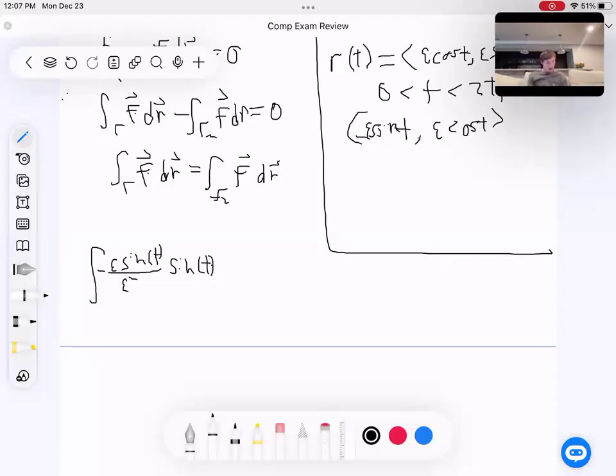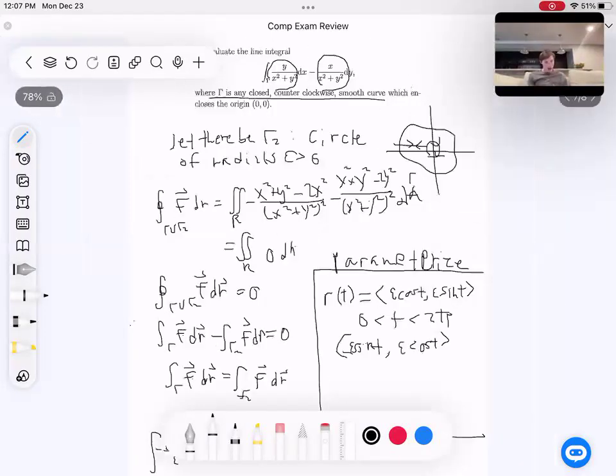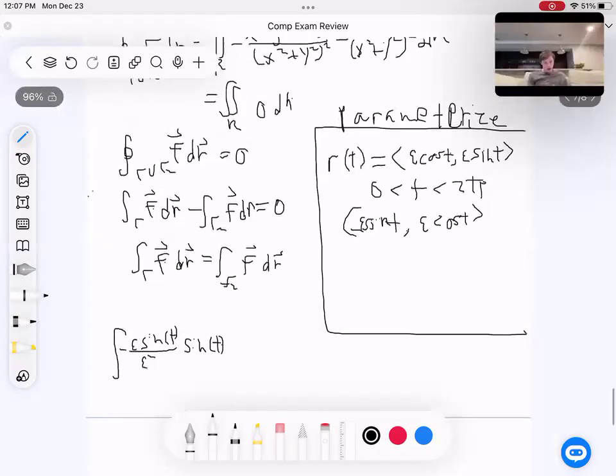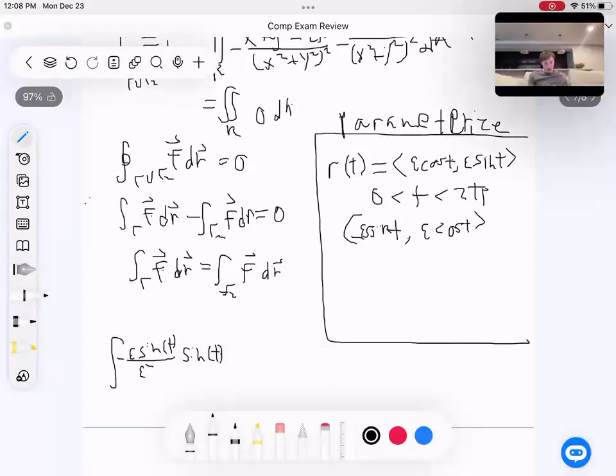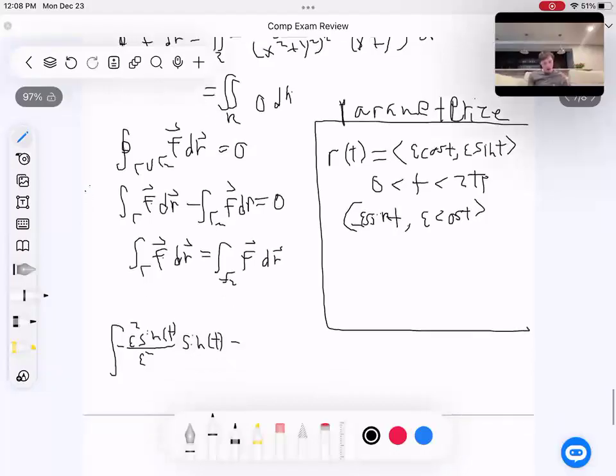So that is going to become, oh sorry, and because it's a dx, there's going to be a negative there. And so that's going to combine. And then we are going to get minus, and then up here, we know that we can turn the x into an epsilon cosine t.